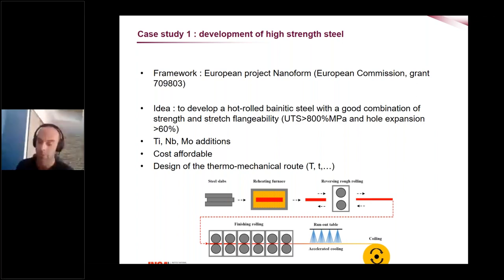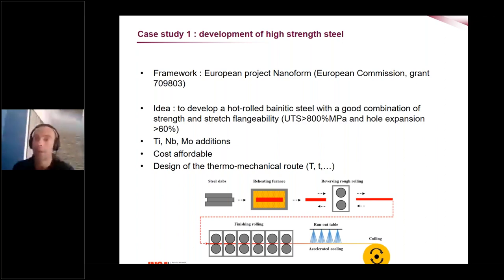For the people who don't know the hole expansion test, it's a way to measure the formability of an alloy by putting a circular hole, and then you extrude that hole, and you look at when the first crack appears. So we tried a lot of different compositions, and we ended up with additions of titanium, niobium, and molybdenum. I will come back to the reason for that afterwards.